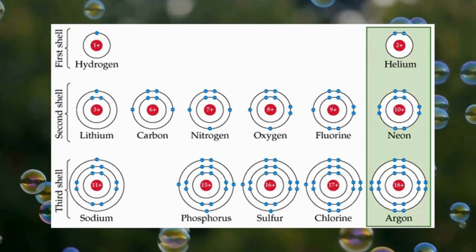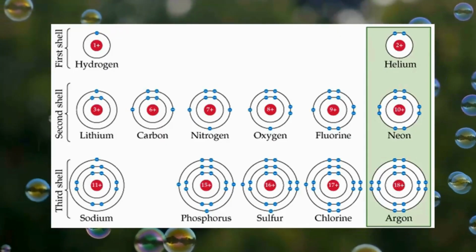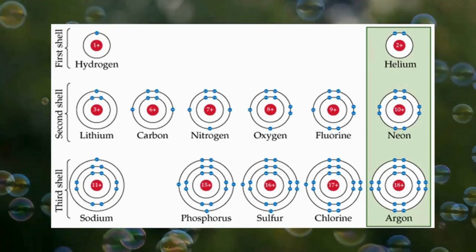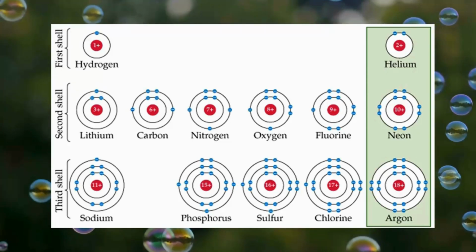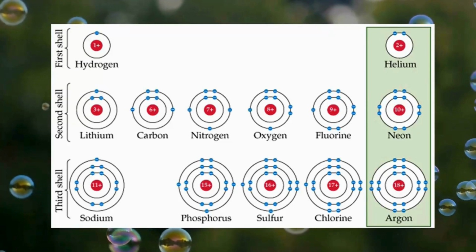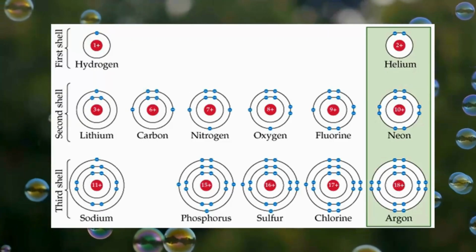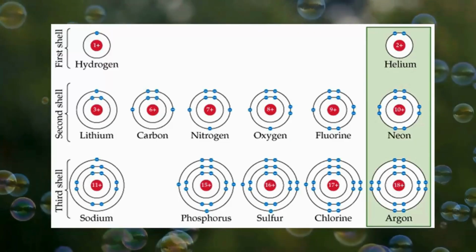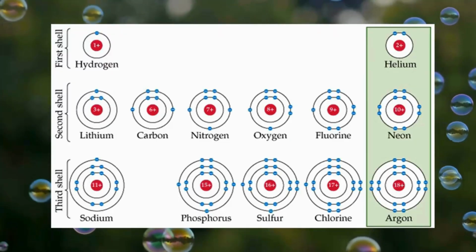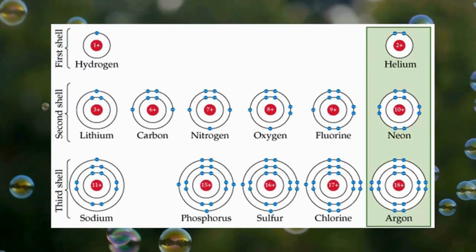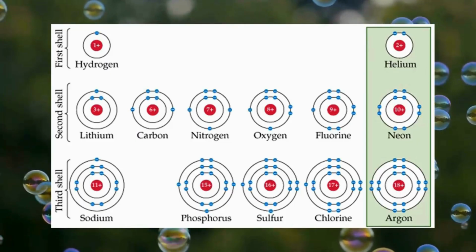The next row has the elements sodium, phosphorus, sulfur, chlorine and argon. If you take the phosphorus element, it has atomic number 15. In the first shell it has 2 electrons, the next shell has 8 electrons, and the remaining 5 electrons will be in the third energy level.